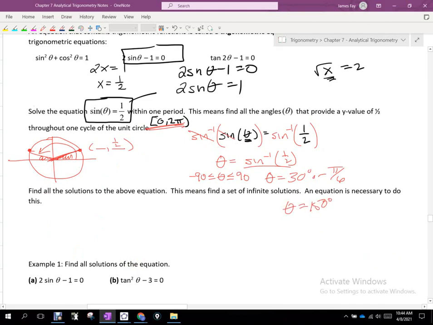We don't get that from our calculator because we use the sine inverse. Sine inverse is only going to give you something between -90 and 90. It will never give you that 150 back. Does that make sense? So we have to use that understanding to get to 150.